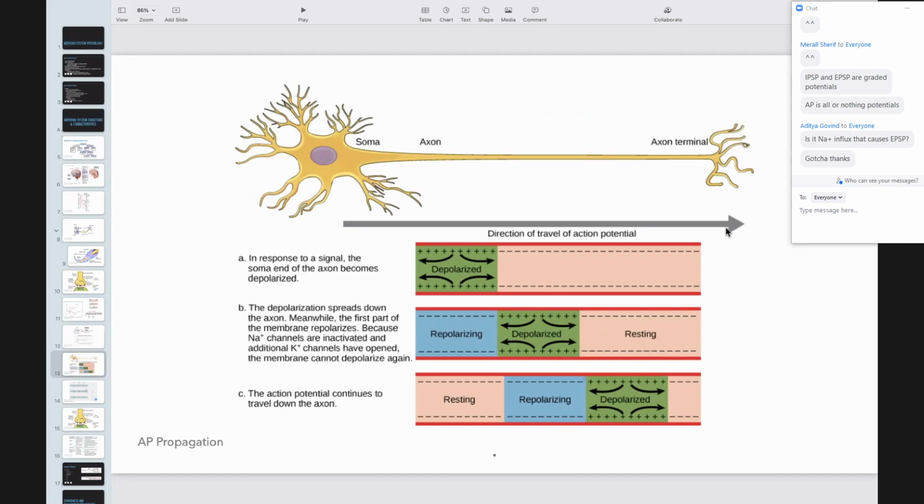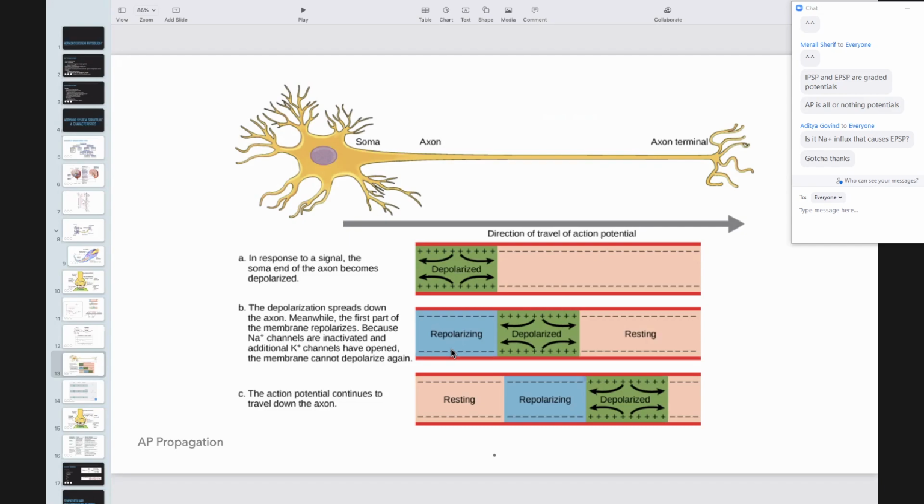So we do have directionality, right? We're getting that from the soma. We meet at the axon hillock. We do get a depolarization. So it gets depolarized, diffuses to the right, and where it just was, it's going to be repolarizing. So it can't go backwards. It can't go in that direction. So there's a directionality to this.